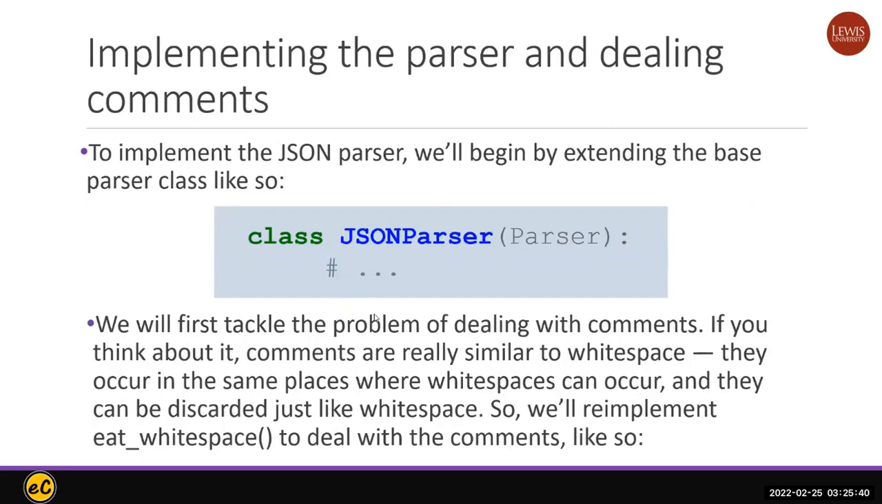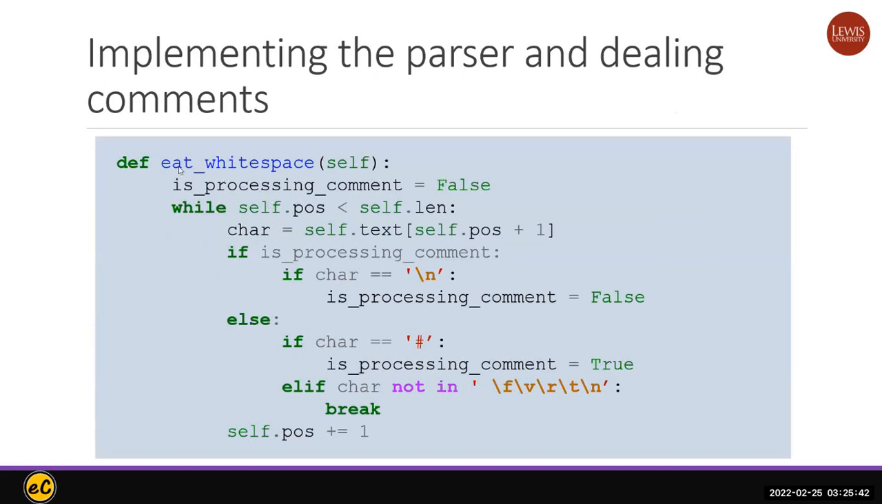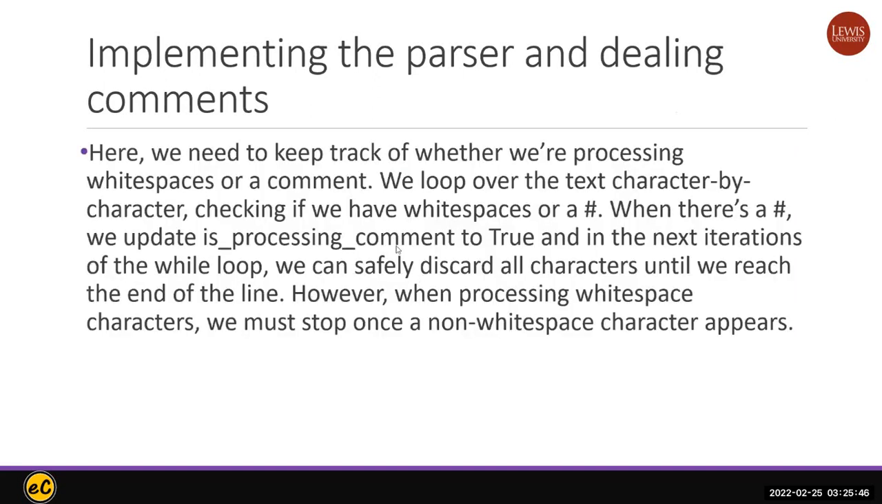We have class JSONParser, and then we have eat whitespace, which I think is similar. Next is implementing the parser dealing with comments. Here we keep track of whether we are processing whitespace or a comment. You treat whitespace and comments in the same way. We basically just eat the whitespace, and now you eat the comments. Eat a comment: anything with a sharp, we will eat that.